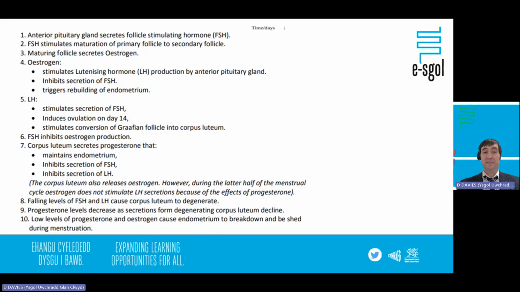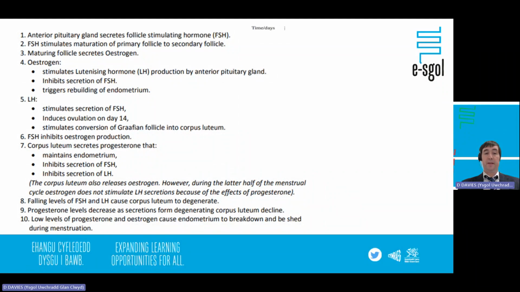So estrogen, having stimulated LH, stimulates the secretion of FSH, induces ovulation on day 14. Okay, so day 14 of the cycle is when ovulation occurs. Stimulates the conversion of a Graafian follicle into a corpus luteum. FSH inhibits estrogen production. Okay, so you've got a kind of cycle here. Estrogen produces FSH, which inhibits estrogen. Okay, so that controls the levels of those follicles.